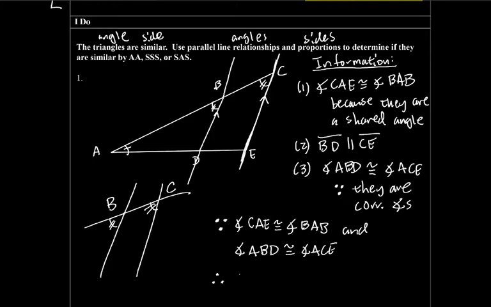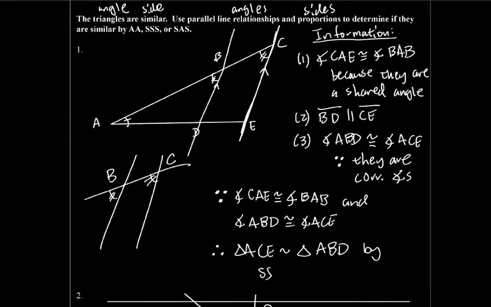Therefore, triangle, okay, so we can use whatever order we want, I'll just do ACE, is similar to triangle ABD by AA triangle similarity theorem. And you can write theorem as THM. I'm just going to do them all uppercase. Alright, if you need this, pause, then move on.